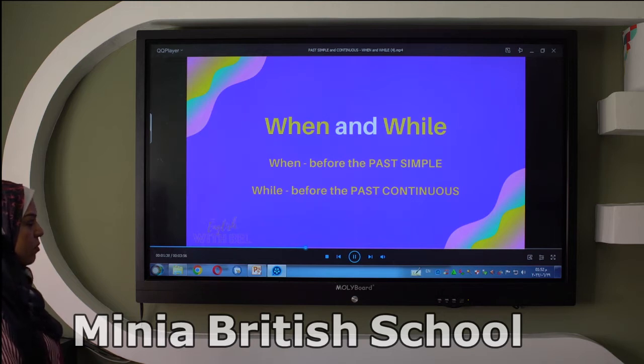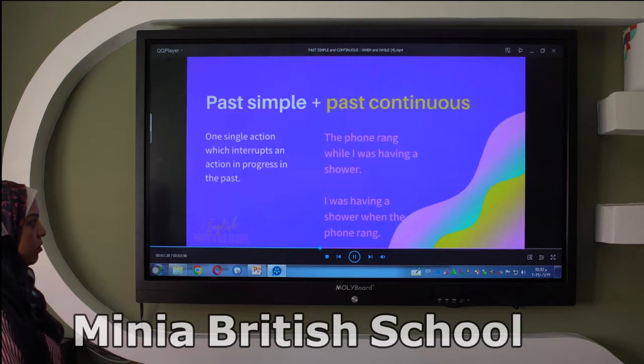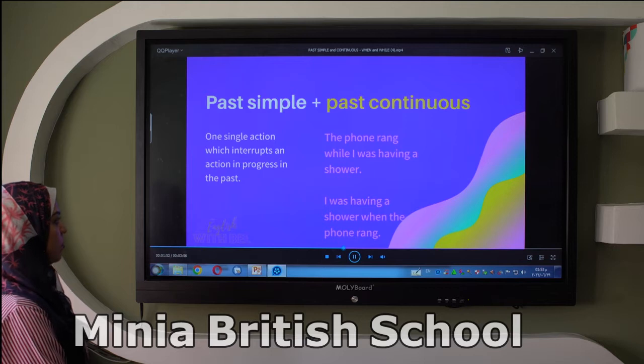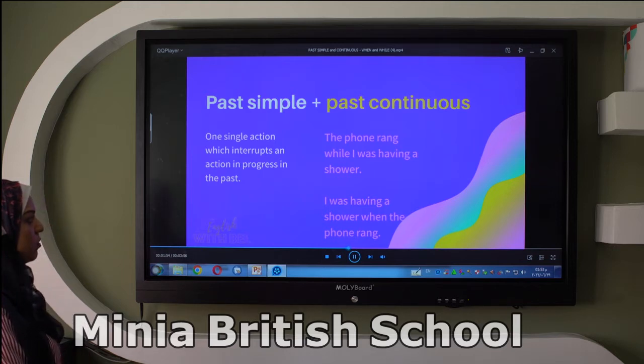It is also important to say that there are different ways in which we can combine the past simple and the past continuous. Let's have a look at some examples. You can, for example, combine the past simple and the past continuous. This means that there is one single action which interrupts an action in progress in the past. You can use the past simple first and the past continuous second, and the other way around as well. However, bear in mind that you have to link the two clauses using when or while. For example, the phone rang while I was having a shower, or I was having a shower when the phone rang.